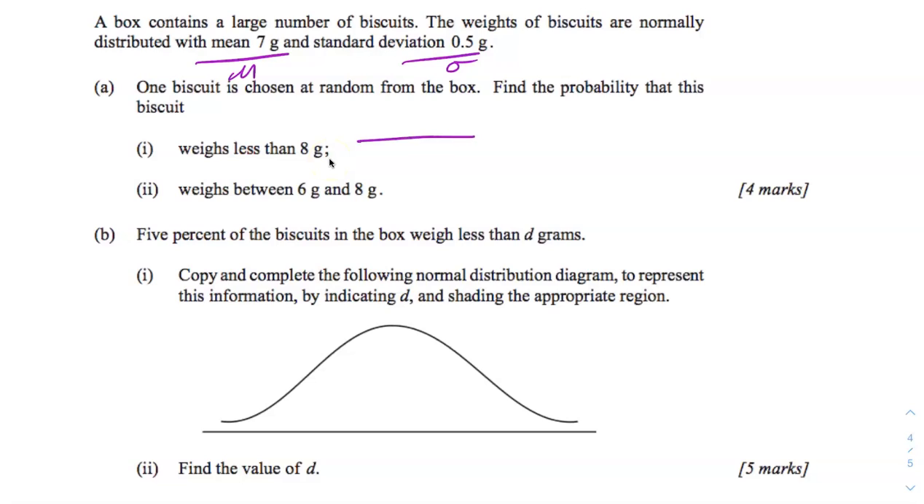So we're just going to draw it. Here's 7, and I'm looking for less than 8. So we're going to go from negative E99 to 8, with the mean and standard deviation. Again, they want us to find the probability, so this is a normal CDF problem. We're going from left to right, so negative E99 to that.